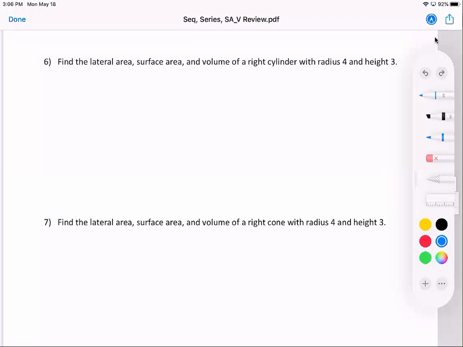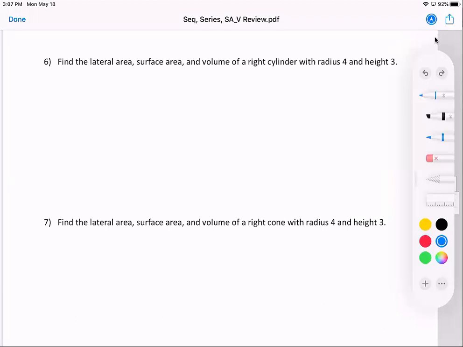This is part of our chapter 9 and 15 review page, page 2. The question is, find the lateral area, surface area, and volume of a right cylinder. So a cylinder that's perpendicular to the ground, standing up straight, not slanted or anything. Not an oblique cylinder, a right cylinder, with radius of 4 and height of 3.